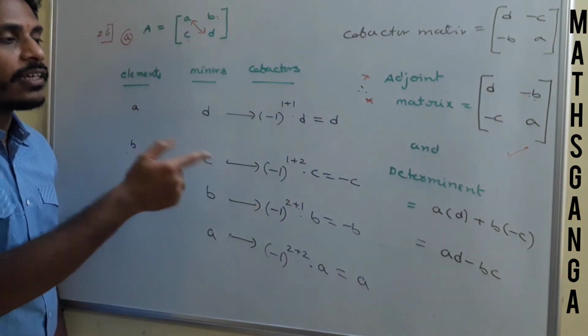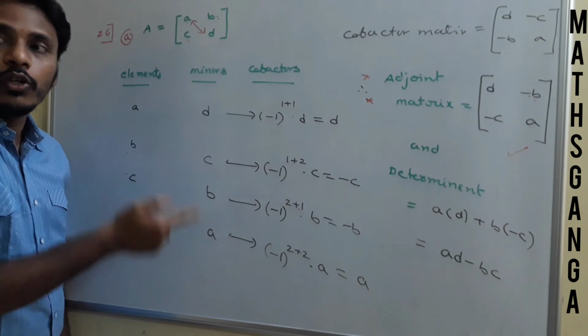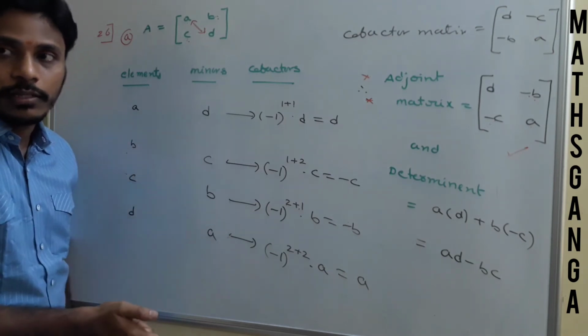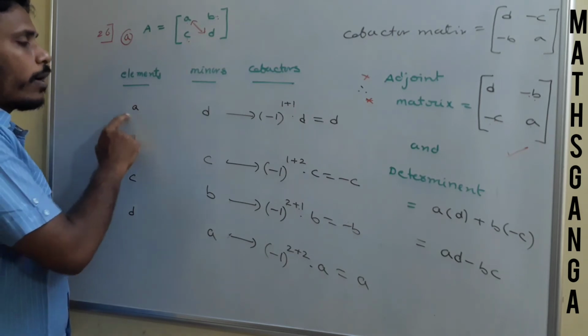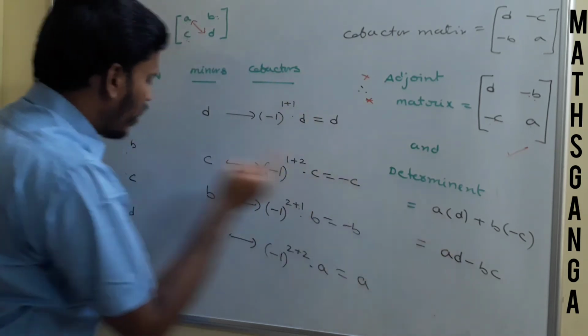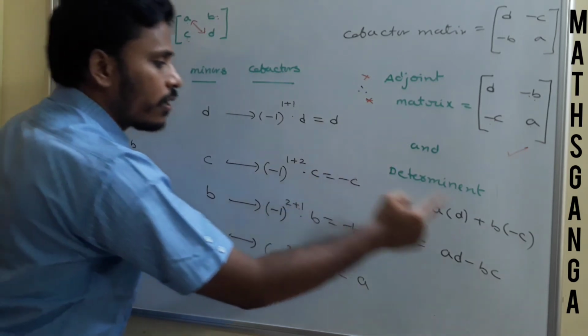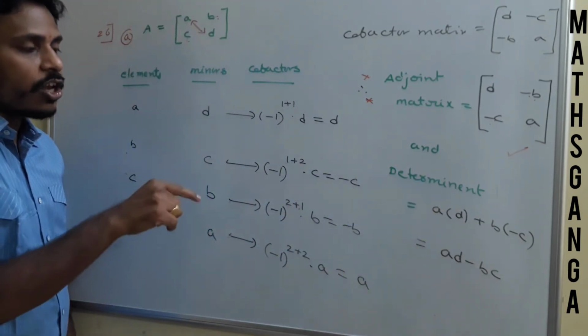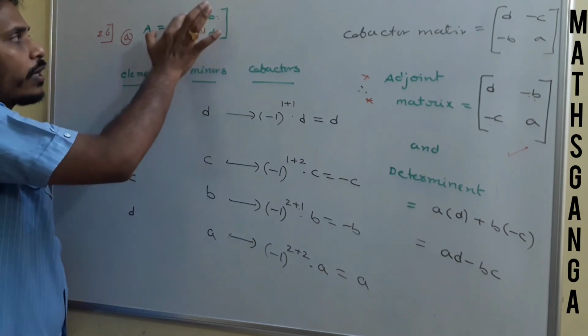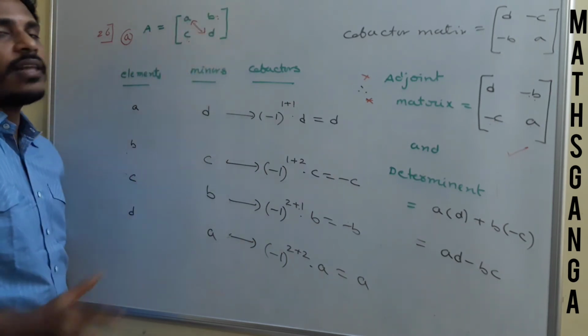And at the end, the determinant. The determinant is simply nothing but you need to multiply any row with the corresponding cofactors. Here I am taking the first row, A, B. If you multiply A with D, it is AD, and if you multiply B with minus C, this is minus BC. So AD minus BC is the determinant. That you also need to memorize directly.